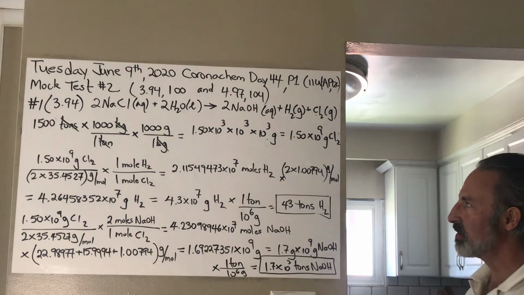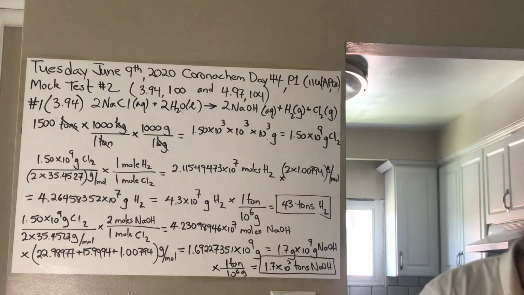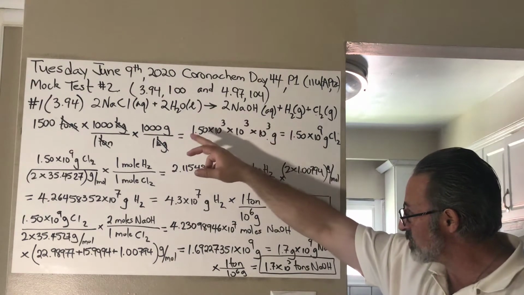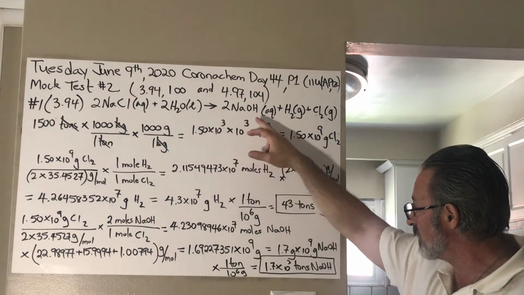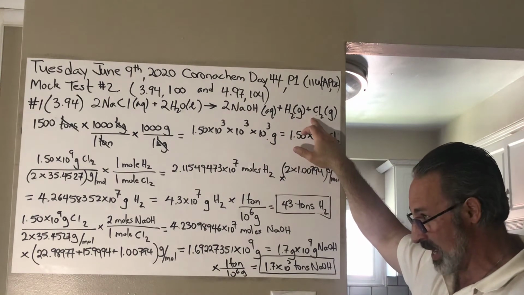So the first question I assigned was 94 from chapter 3. I'll read you the question and then we can solve it together. It says a chemical plant uses electrical energy to decompose aqueous solutions of sodium chloride to give chlorine, hydrogen, and sodium hydroxide. They give you the balanced equation up here: 2 sodium chlorides, 2 waters combine to give you 2 sodium hydroxide, hydrogen gas, and chlorine gas.